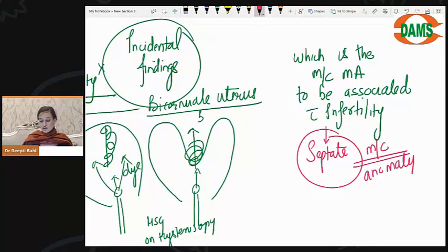So since these anomalies are incidental findings, obviously you will find the one which is most common, which is going to be septate uterus. "None" is not going to be in the options. The question is: which Mullerian anomaly is most commonly associated with infertility? The answer will remain septate, because it is the most common, and if at all it is an incidental finding, it will be this one. Is it clear to all of you?